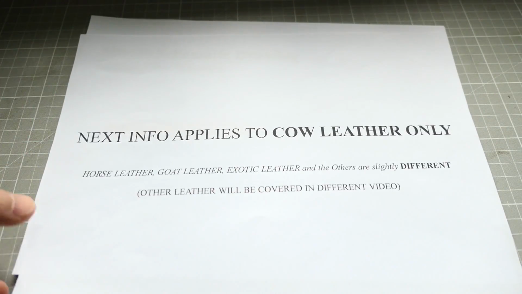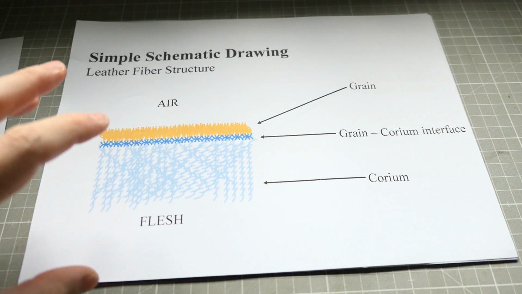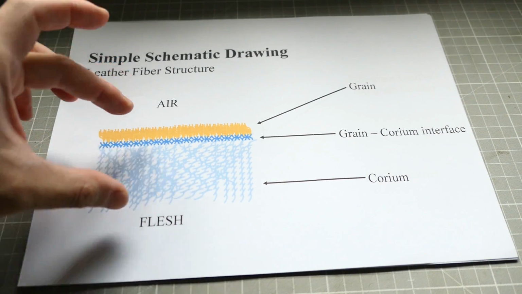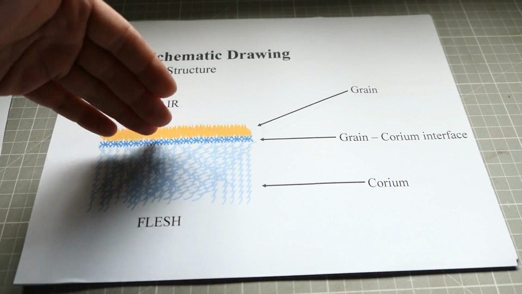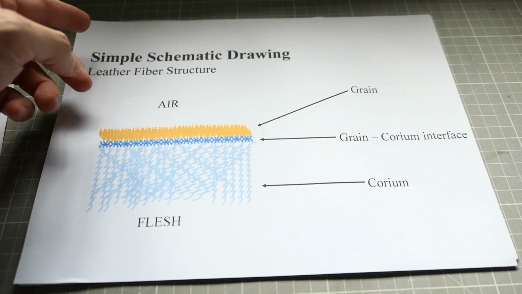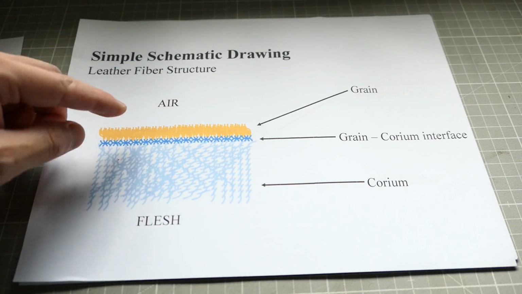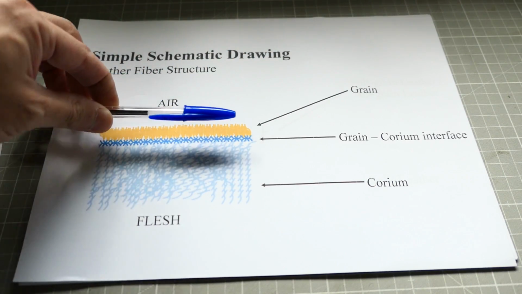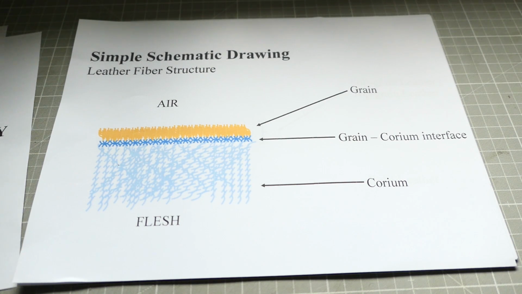Next I'm going to talk about a very simple schematic drawing of your leather. Let's say this is a cow: there's a flesh side and there's the cow skin, and there's air. On the very outside of your cow there's skin, and usually they will have hair, but underneath the hair you will have a grain. This side is what you want. The grain is the most important part of your leather. Grain is what makes leather durable.